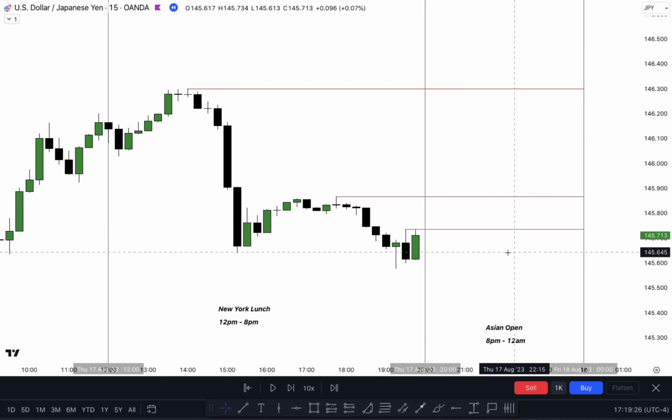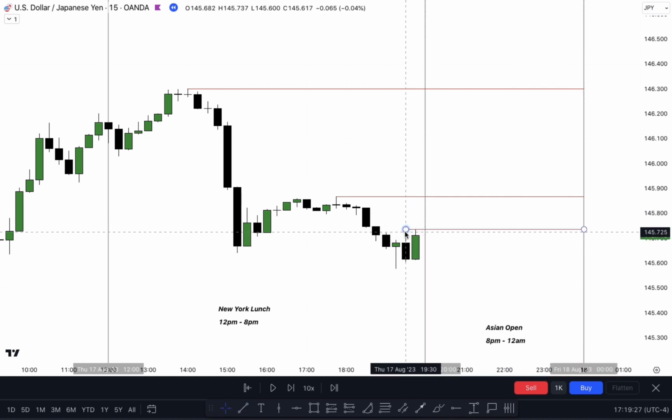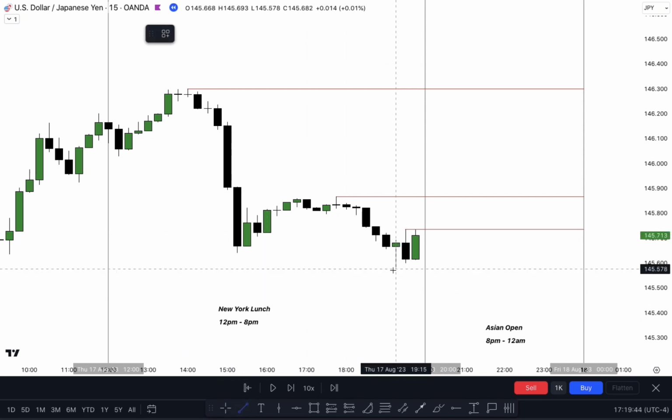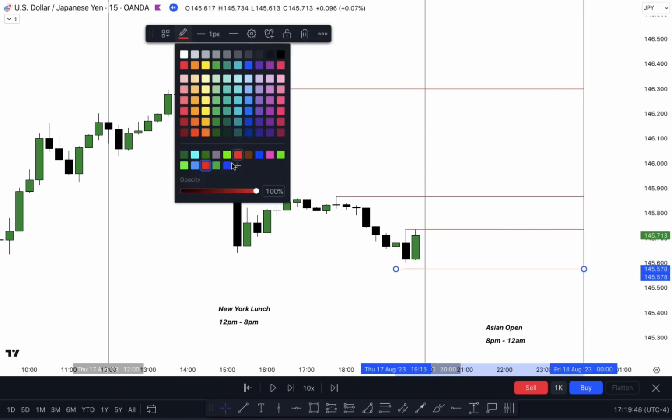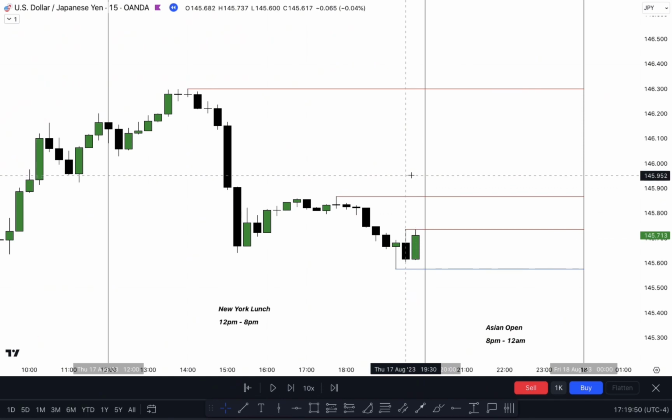Now I know that looks like an equal high. These highs here look like a double top, but it's not. If you see here, it is 145.737, and then on the right is 145.734. So this high is higher. And then there's a lower high on the left and a lower high on the right that makes that swing high formation. Then below that, we have the sell side liquidity, which is below a swing low.